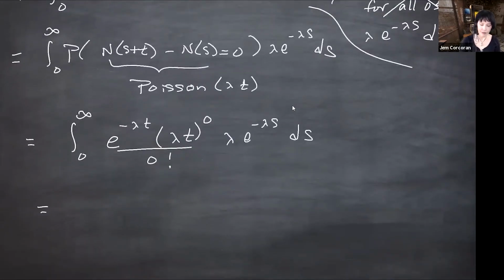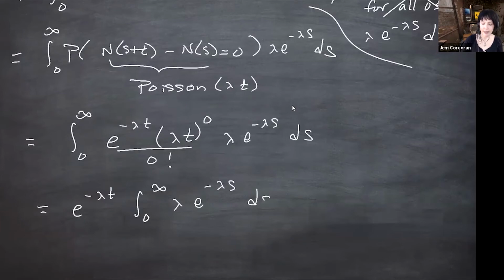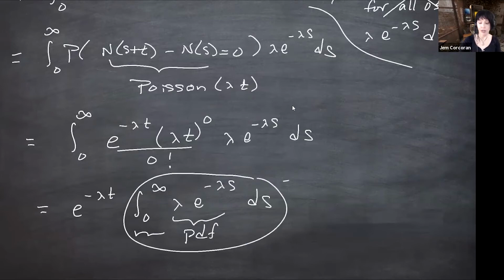So 0 to infinity. I can pull that e to the minus lambda t out, so let's do that. Then lambda e to the minus lambda s ds. And now I'm integrating the exponential PDF. This is a PDF, and this is the region for that PDF. So this entire integral is 1. And we get e to the minus lambda t.